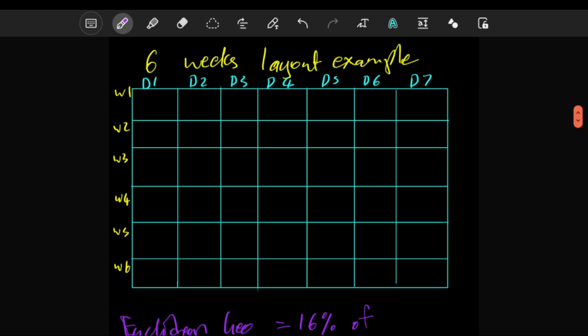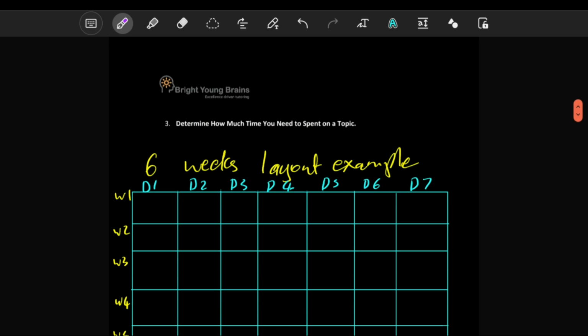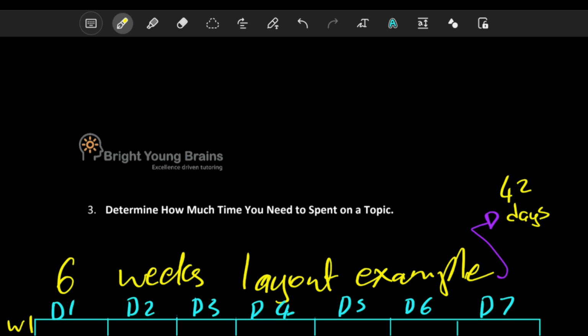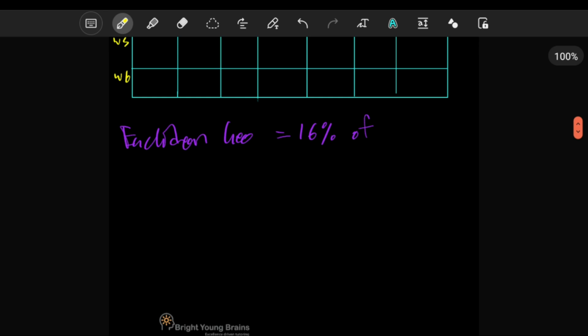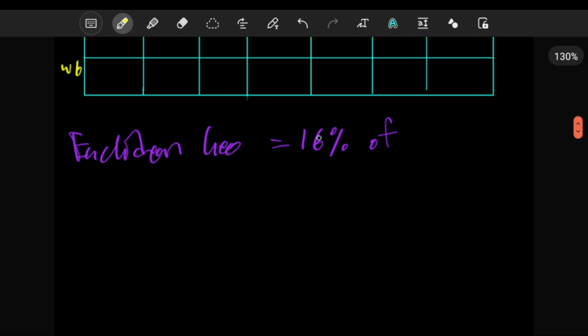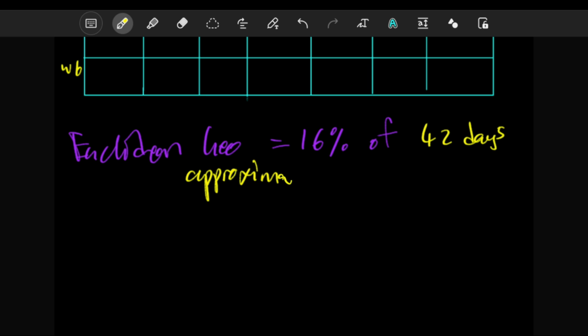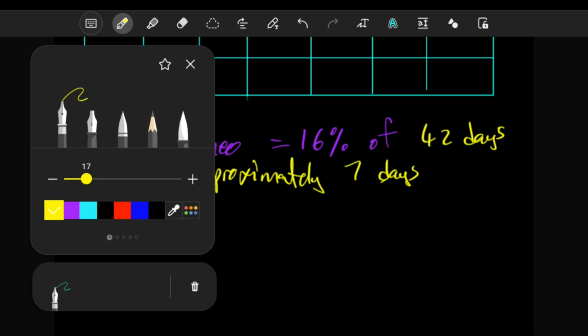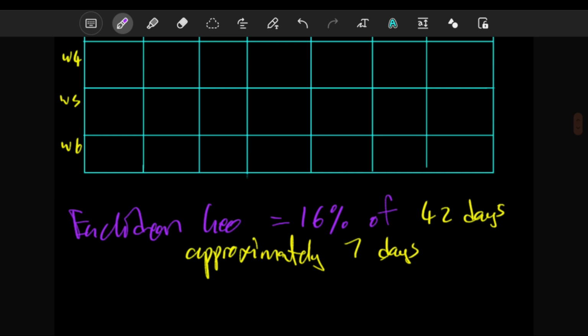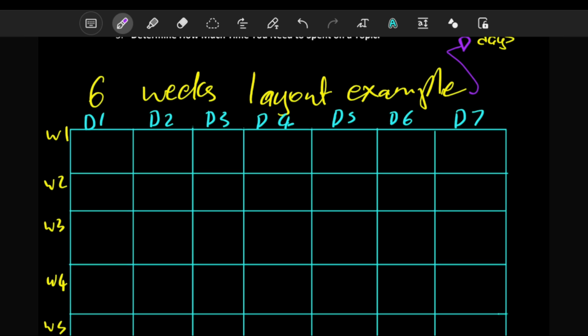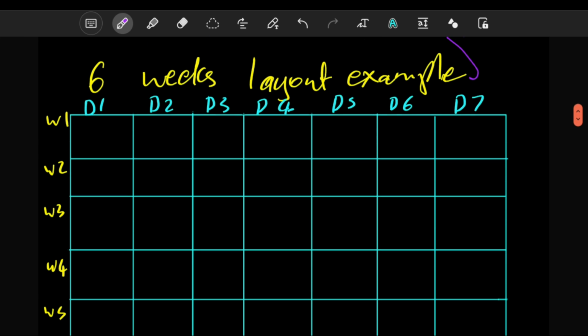So obviously these 6 weeks, it's 6 times 7, right, which is 42 days. Now obviously what that means is Euclidean geometry needs to take up 16% of 42 days, of which in your calculator 16% of 42 is approximately 7 days. There we go. So now you know that if I'm going to start off with Euclidean geometry, it needs to be done within the first week.